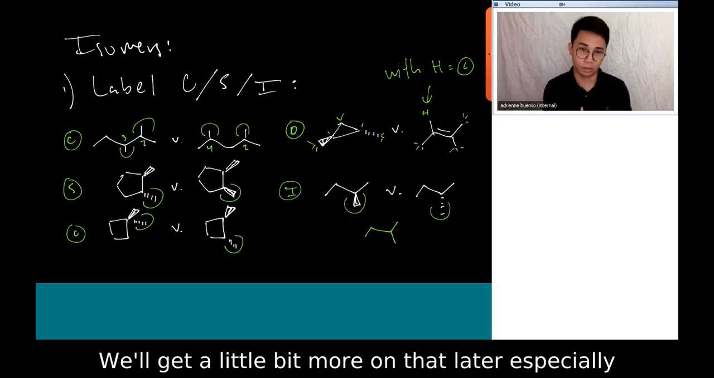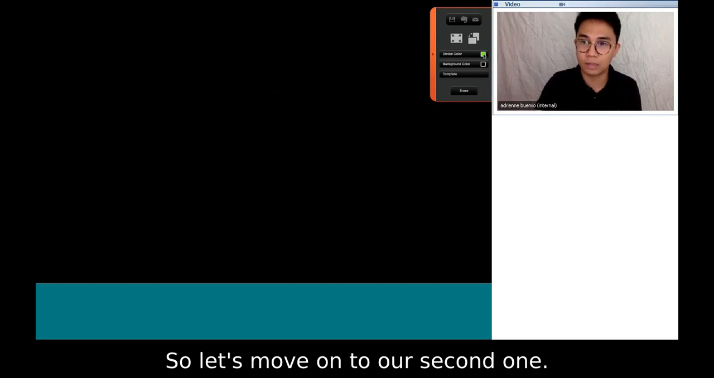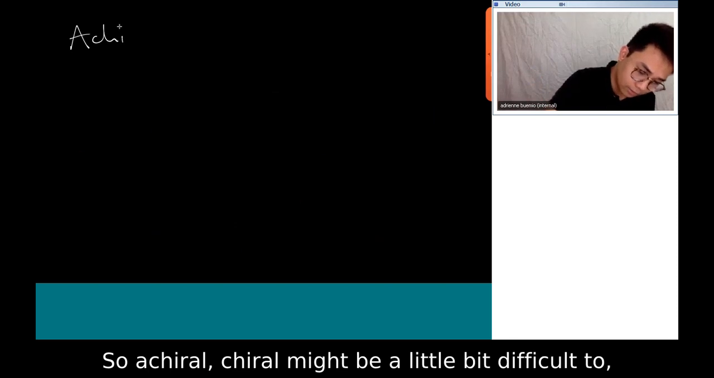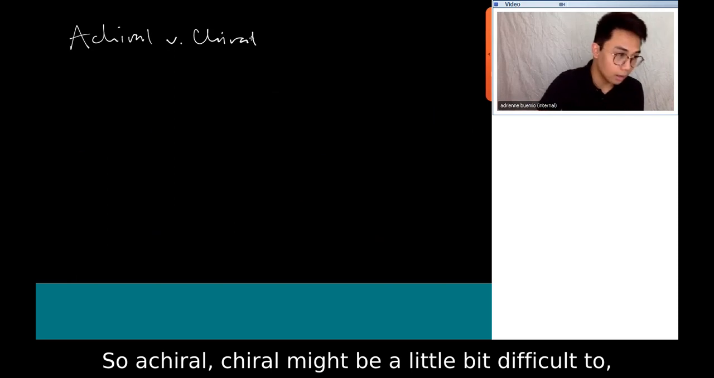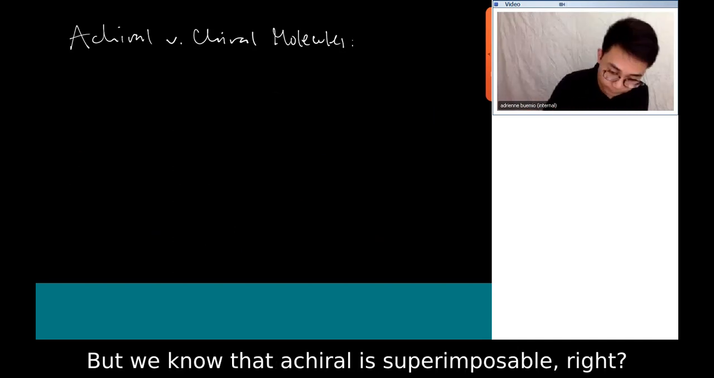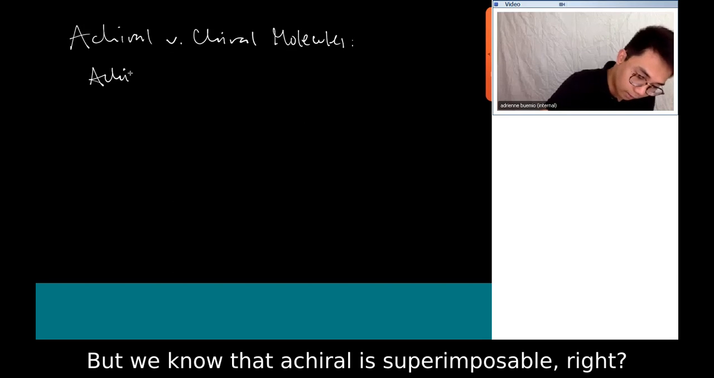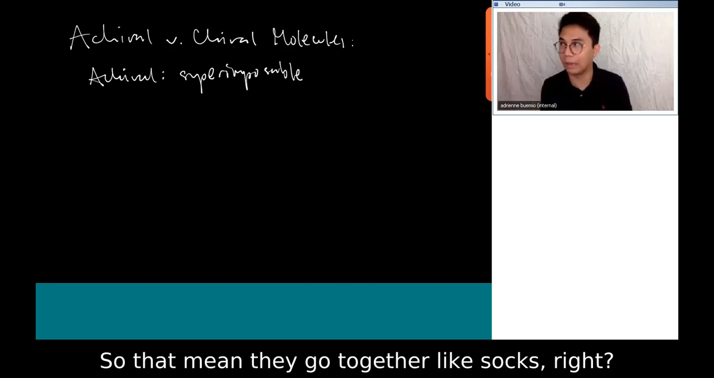Isomers, we'll get a little bit more on that later, especially with stereoisomers. So let's move on to our second one. Our second one is achiral and chiral. Might be a little bit difficult to visualize, especially with my bad drawing. But we know that achiral is superimposable, right? Superimposable. So that means they go together, like socks, right?